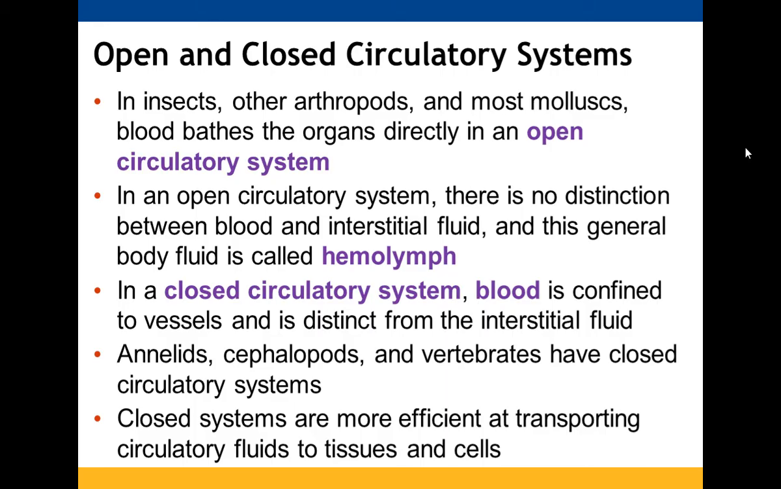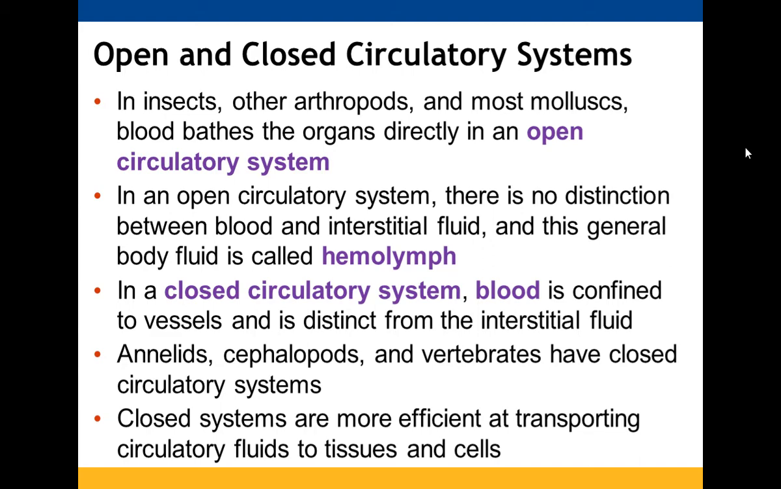So, some examples of open circulatory system organisms. You talked about this a little bit in your diversity unit: insects, arthropods, mollusks. The blood is able to bathe those organs directly. So, there actually isn't really blood in those particular organisms. The blood and the interstitial fluid are kind of mixed together, and we call that hemolymph.